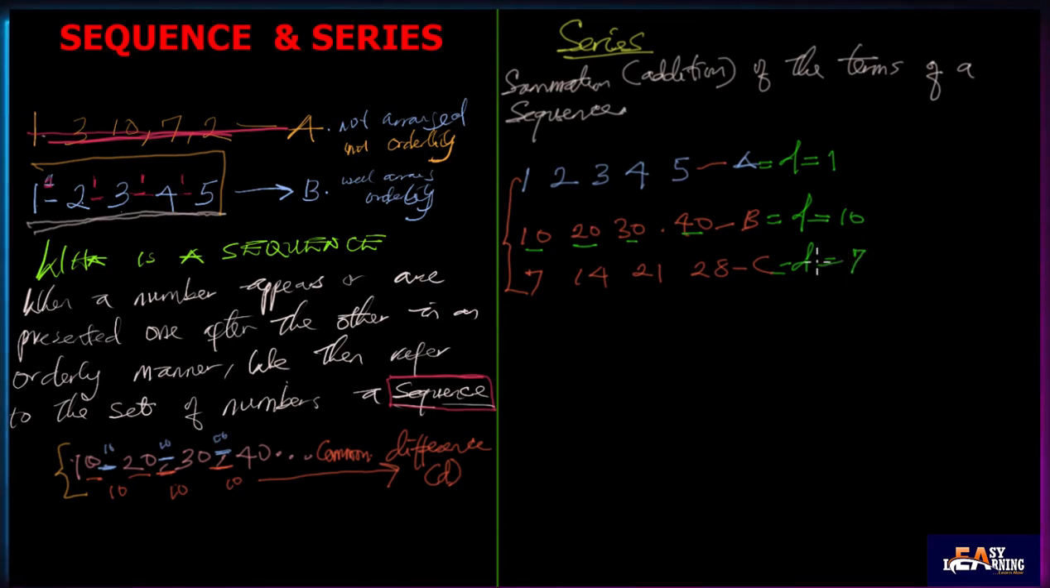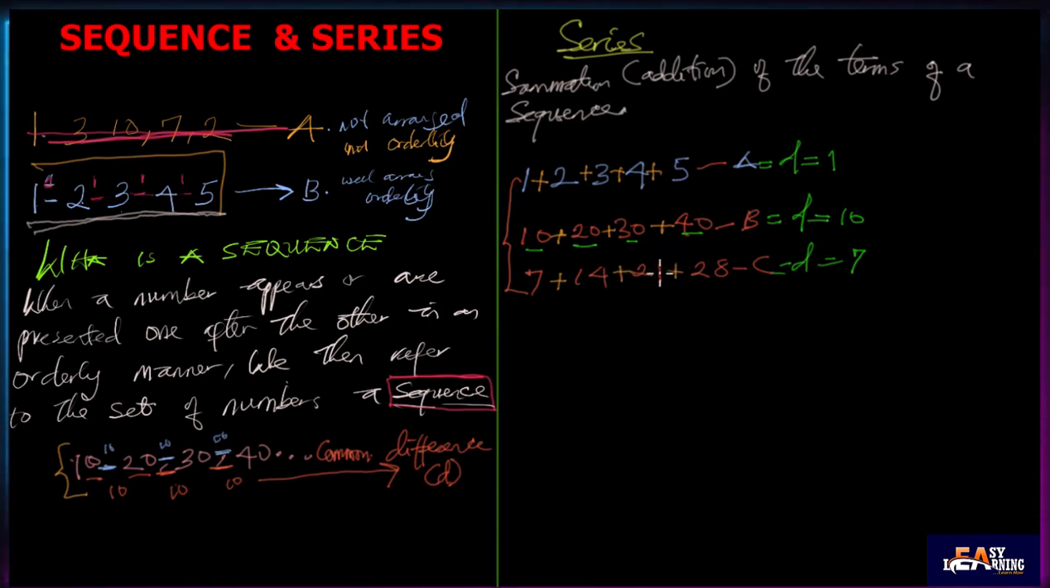All right, now we are talking about series as addition of the terms. If we are asked to find the series of this sequence, it simply means addition. So we are going to add it up: 1 plus 2 plus 3 plus 4 plus 5. When we add it up, the answer gives us the series. You can add this one up also: 10 plus 20 plus 30 plus 40. And 7 plus 14 plus 21 plus 28.